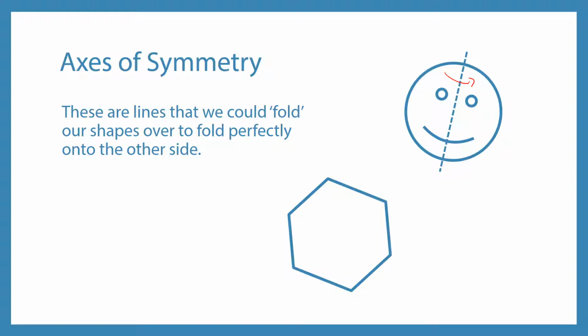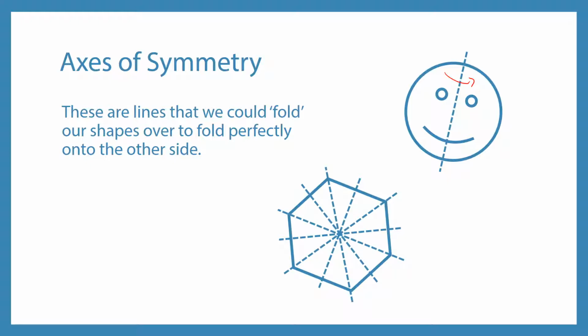Our hexagon has a few more. We could fold it over any of these lines and it would match perfectly. So it has 1, 2, 3, 4, 5, 6 lines of symmetry. And here we have just one.